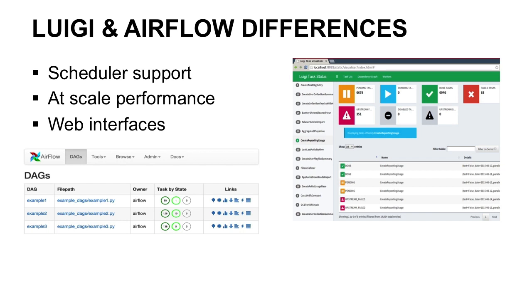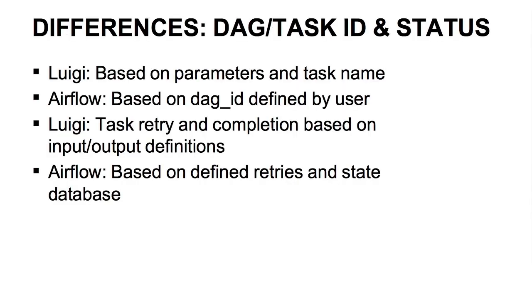Luigi has recently built a status view of each DAG, but the UI has fewer features than Airflow, and the graphs can sometimes be difficult to follow. Task definitions and status are handled differently in the two frameworks. Luigi defines tasks by a combination of task names and parameters. It tests whether a DAG is done by monitoring the inputs and outputs.